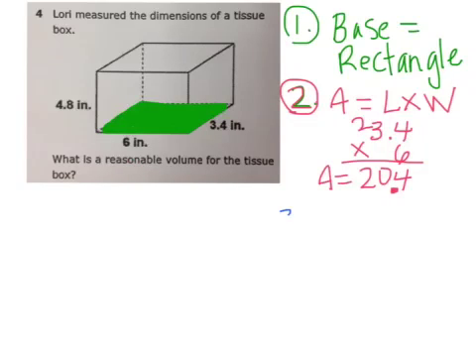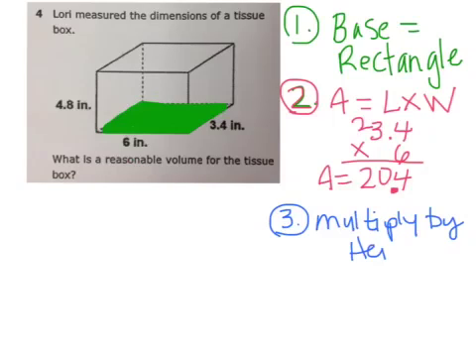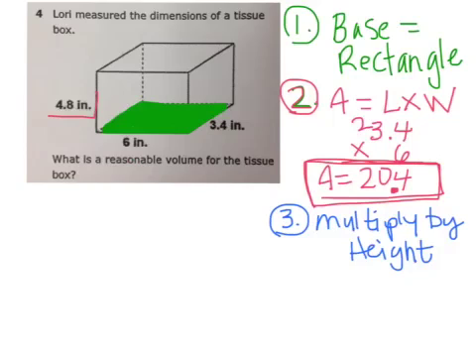Then the third step is, now that you know the area of the base, you should multiply by the height. So the height of this rectangular prism is 4.8. So I'm going to take the area of my base, which was 20.4, and I'm going to multiply it now with the height of the overall rectangular prism. So if I do 20.4 times 4.8, I'm going to work this out and see what I get.